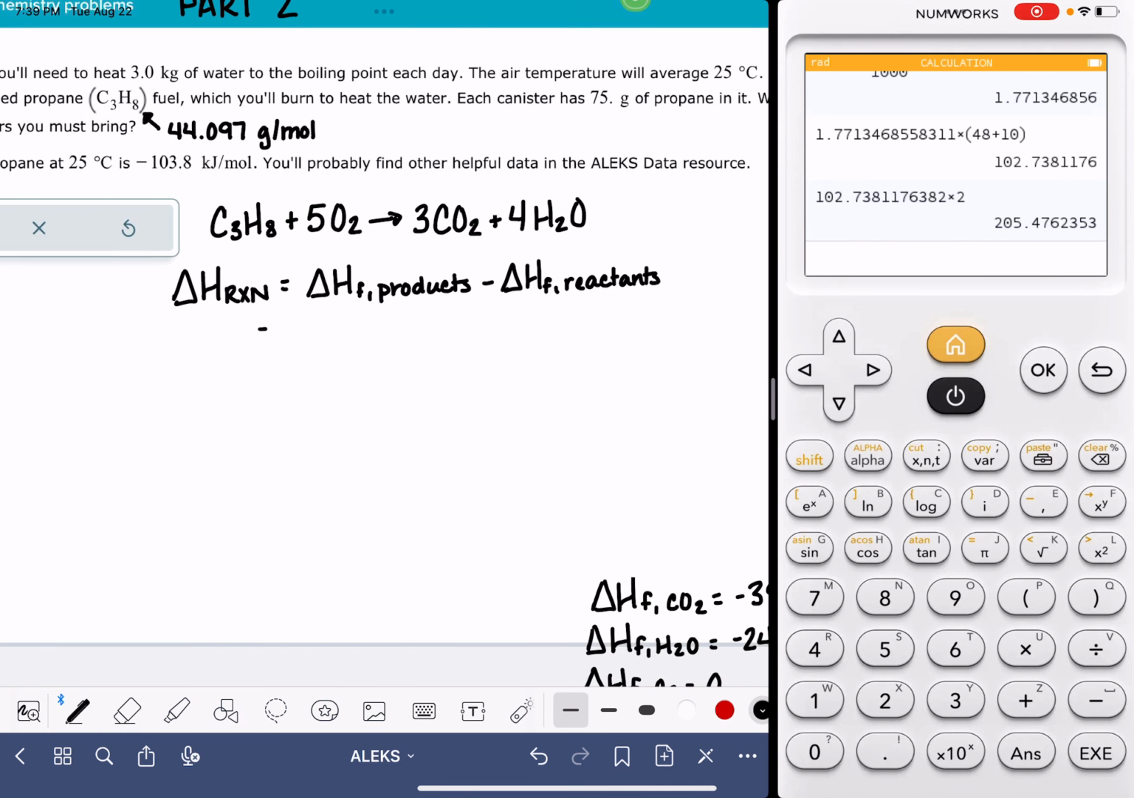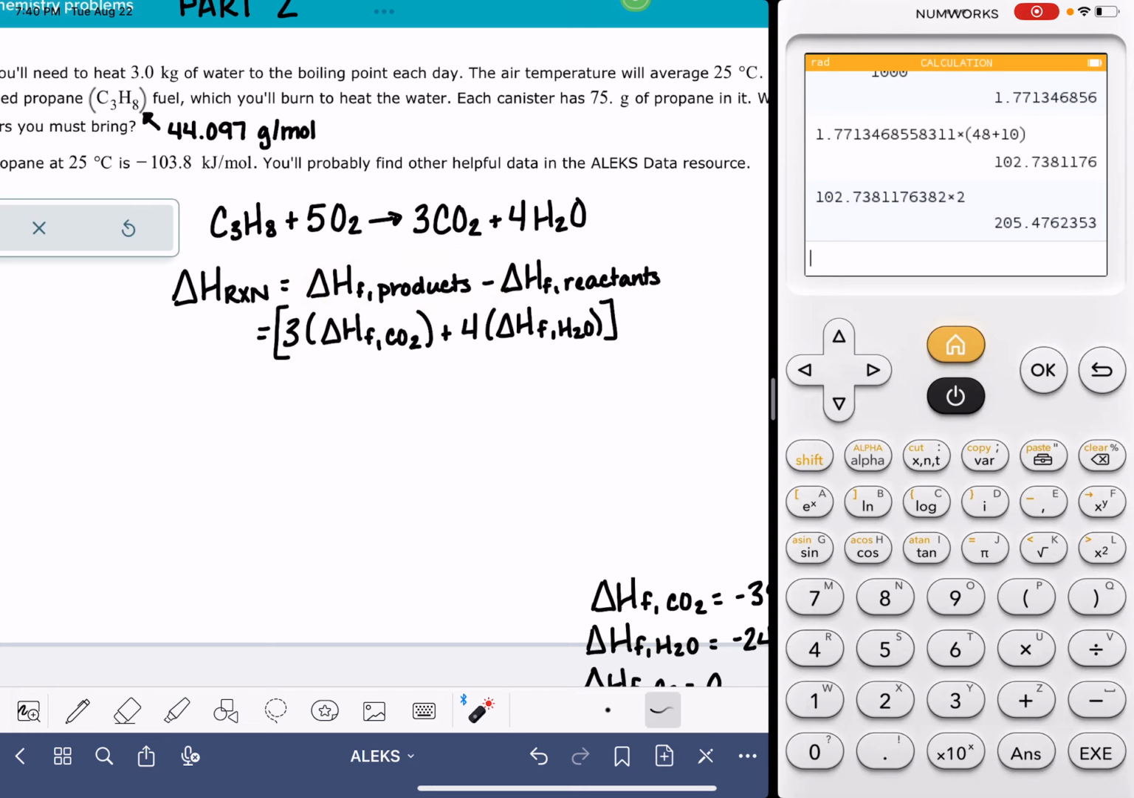For our products, doing this calculation, we're going to start with our products. We're going to take each product, multiply by the stoichiometric coefficient, the enthalpy of formation of each one of the products. So we've got 3 CO2 molecules. That means we're going to go 3 times the enthalpy of formation of CO2. And then we're going to add to that our H2O. There's 4 H2O molecules, so 4 times the enthalpy of formation for H2O. That's going to give us the enthalpy of formation for all of our products.